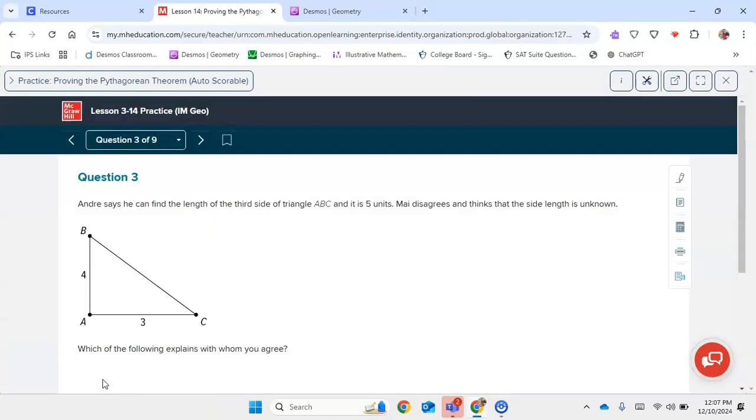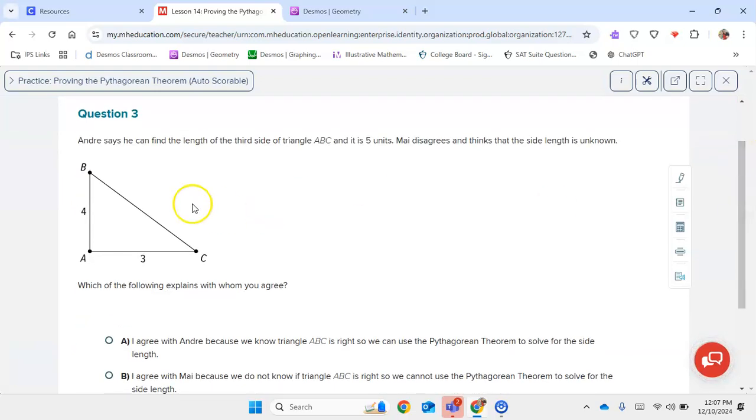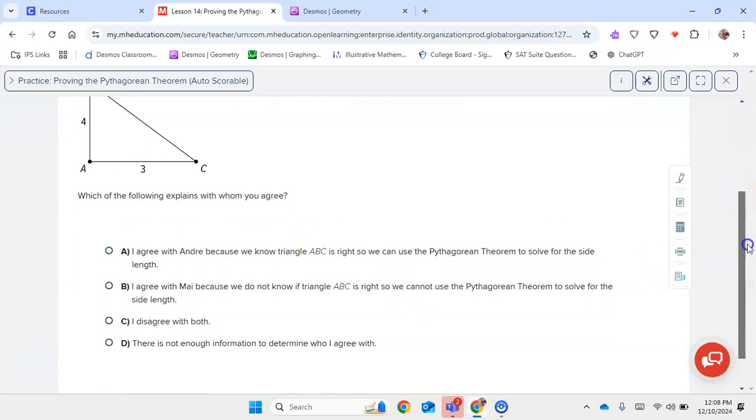Question 3. Andre says he can find the length of the third side of a triangle, and it is 5 units. May disagrees and thinks that the side length is unknown. Which of the following explains with whom you agree? Well, we already talked about a 3, 4, 5 right triangle, but it didn't show that it's a right triangle. So if it did, then it would be 5. I agree with May because we do not know if triangle ABC is right, so we cannot use the Pythagorean theorem to solve for the side length.